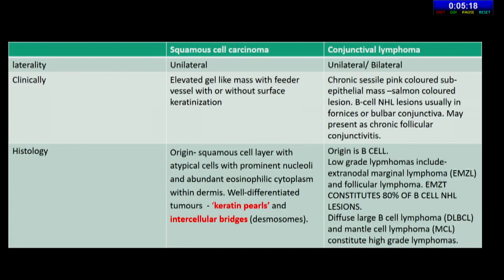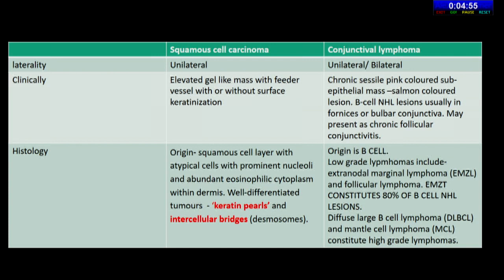Coming to the differences between squamous cell carcinoma and conjunctival lymphoma: in laterality, squamous cell carcinoma is unilateral, while lymphoma can be bilateral or unilateral. Clinically, squamous cell carcinoma has an elevated gelatinous mass with feeder vessels, with or without surface keratinization, and lymphoma appears like a salmon-colored lesion and usually arises from the B cells.